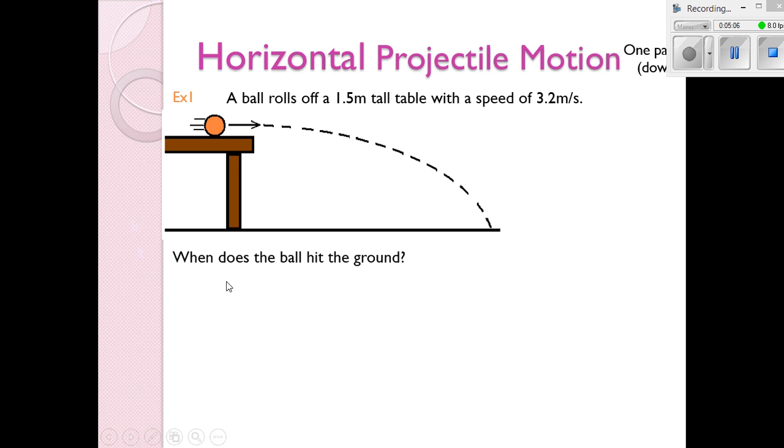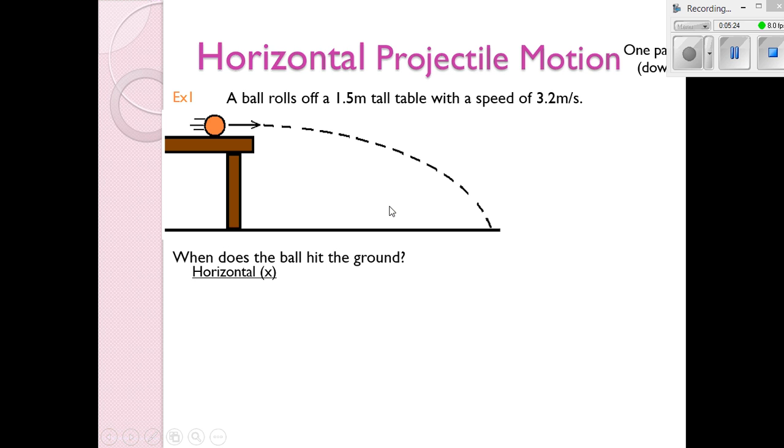And we want to know, when does the ball hit the ground? Okay, so first we need to just analyze the information we're given. We know it's going to be rolling off this table, so we know we're going to have some kind of path like this. So we need to split the components of this problem into the x and y.